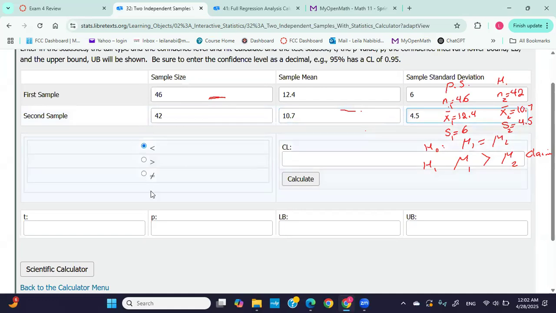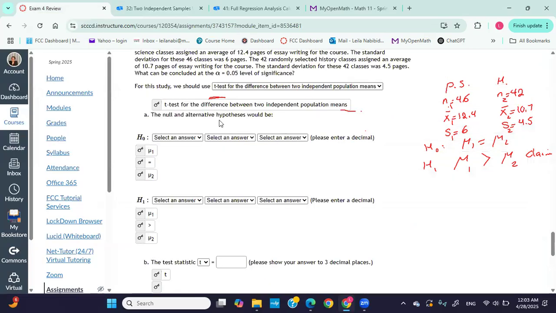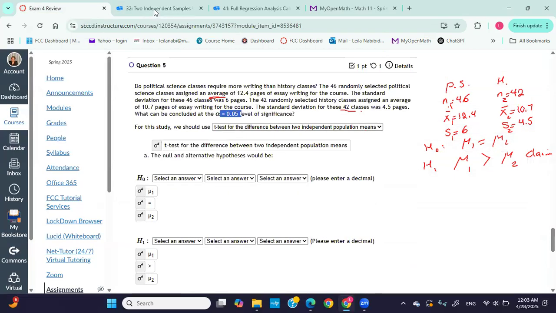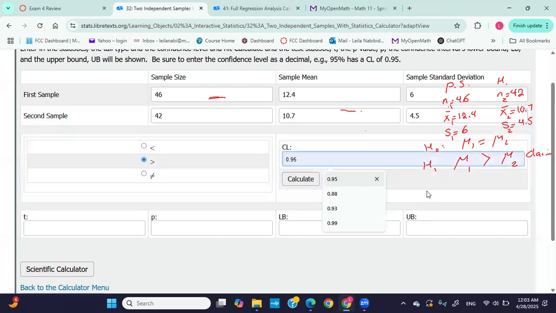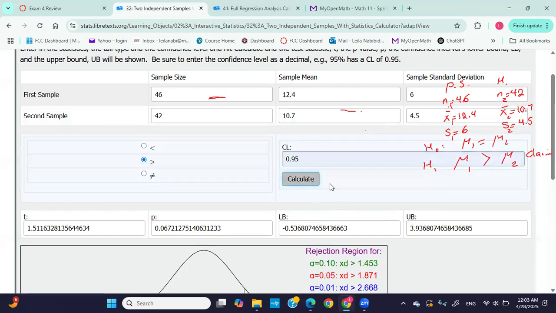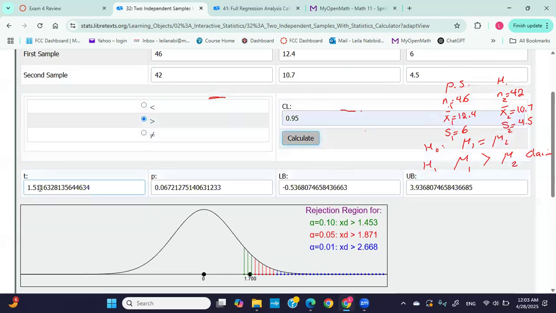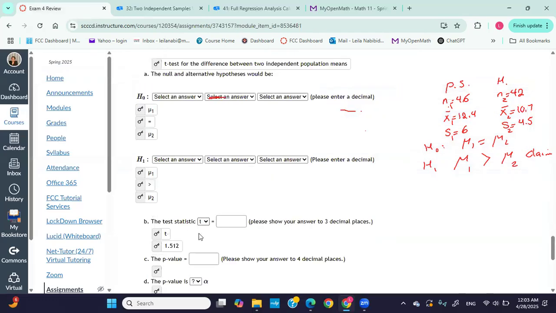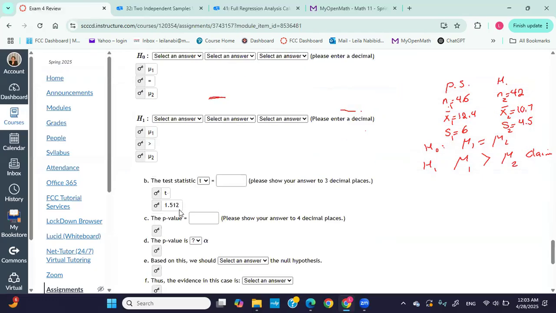And I need to choose the correct notation for the claim. The claim says greater than. I need to choose greater than, because if you don't choose the correct notation, your answer would be wrong. And the confidence level is based on the alpha. So if I go back, the alpha is 0.05, which means the confidence level is 0.95. Now, if I press calculate, the test statistic is 1.5116. Rounded to 3 decimal places, it gives you 1.512.